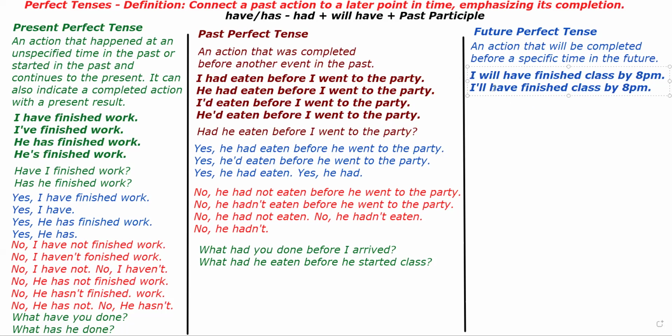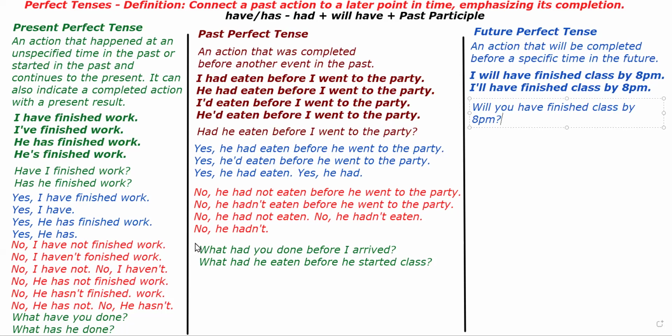What would be the general question? Okay. So the general question would be, let's write it down here. So it would be, will I or will you? Okay, let's use you. So you can use them all. Will you have finished class by 8 p.m.? You got it? Will you have finished class by 8 p.m.?